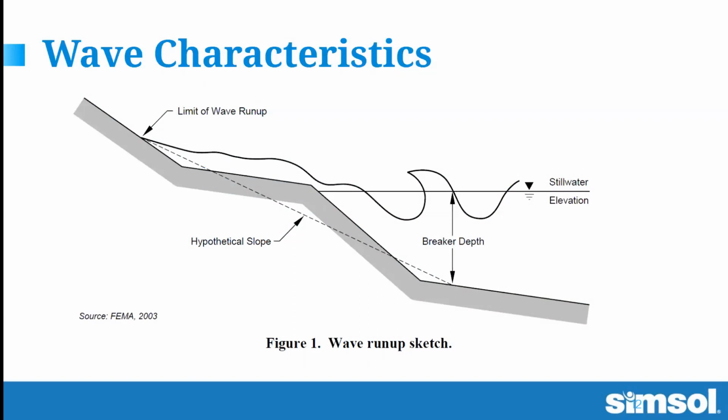So when we talk about wave characteristics, here's a cross-sectional view of a typical coastline. You see the still water elevation on the right, your breaker depth, that's at 55% we were talking about earlier, your hypothetical slope, and then we have the limits of the wave run-up to give you an idea of where we're talking about how these things occur on the beach.